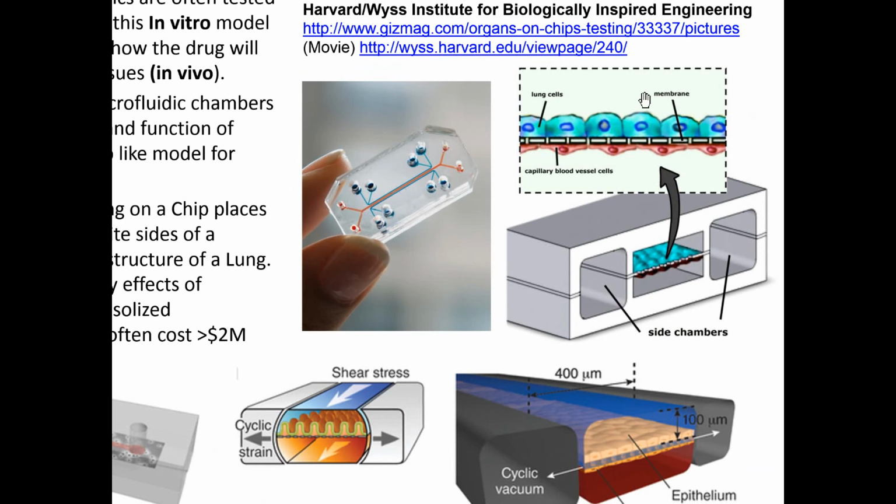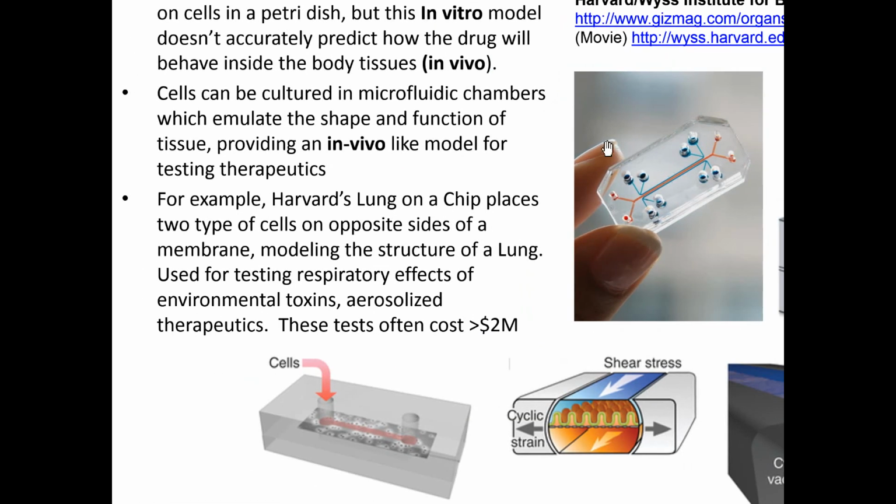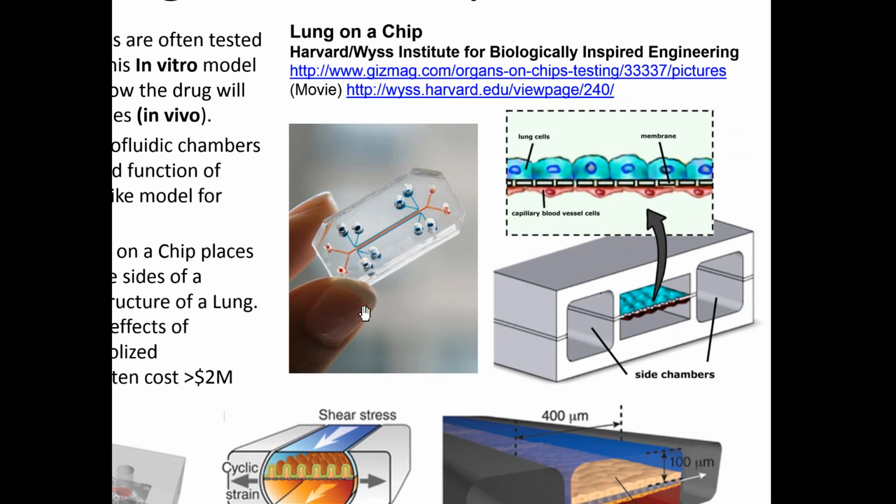Right. So in addition to that, this membrane or this structure is constantly expanding and contracting as you breathe. Right? In order to accurately model that, if you want to test things like the respiratory effects of environmental toxins, if you want to test aerosolized therapeutics, like asthma inhalers and things like that, things that go directly into your lungs, you need to have a system that models what the lung looks like. So this field is taking off right now, or has been.